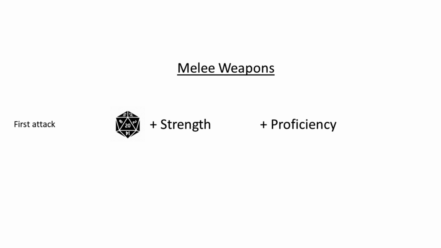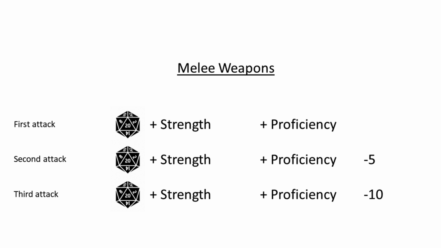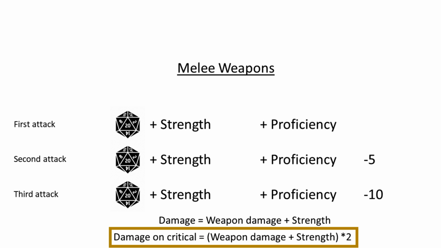Of course, remember the multiple attack penalty. For your second attack, you'll have to subtract 5. For your third attack, you'll have to subtract 10. If you hit with an attack, you'll need to know your damage, which will equal the weapon damage plus strength. If you get a critical hit, in most cases, multiply it by 2. This only applies to melee weapons. Ranged weapons do not add strength or dexterity to your weapon damage.